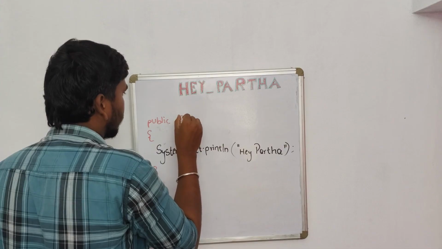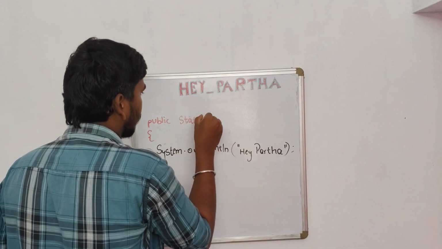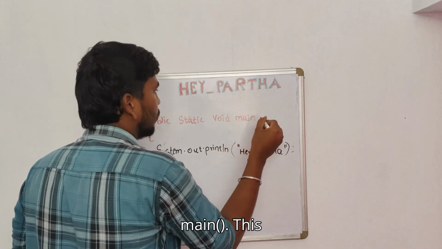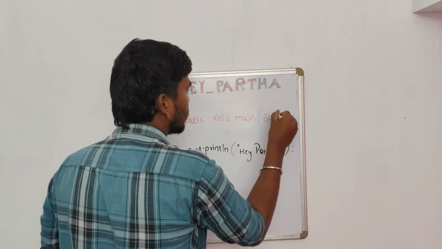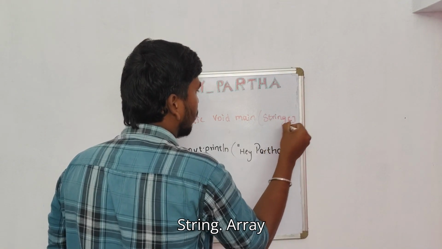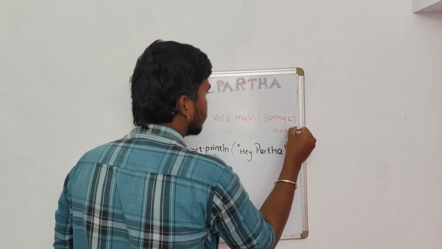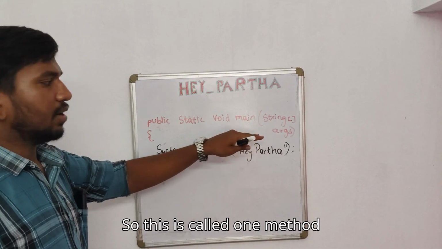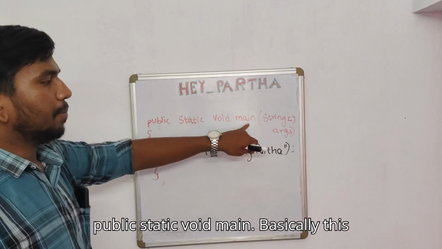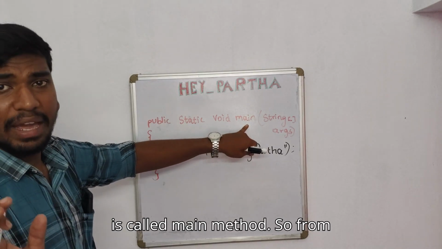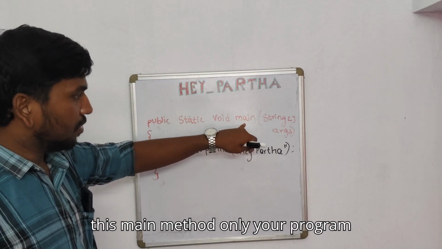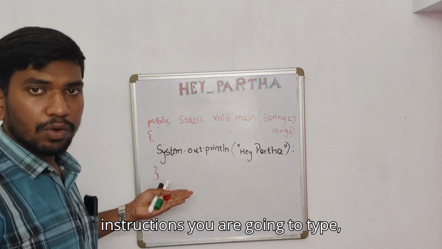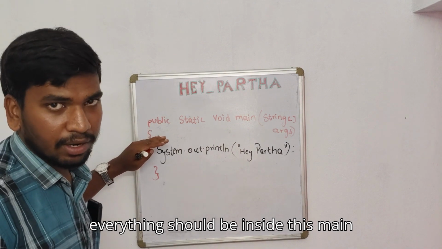Public static void main, which will accept string array of args. So this is called one method, public static void main. Basically this is called the main method. From this main method only your program execution will start. So whatever instructions you are going to type, everything should be inside this main method.